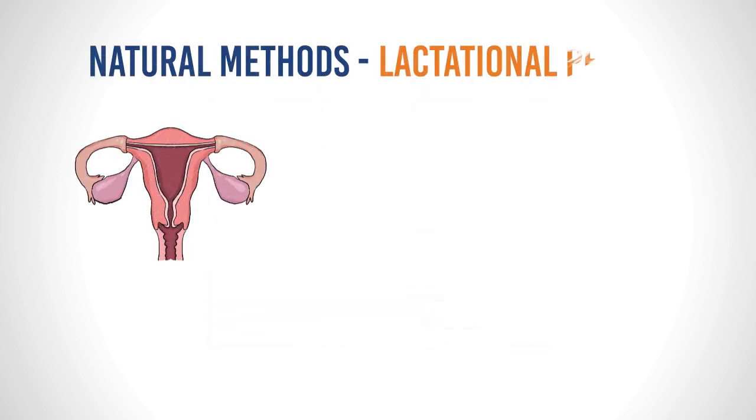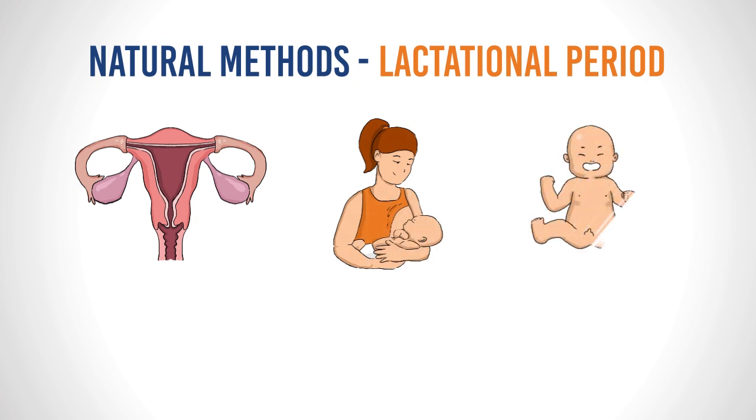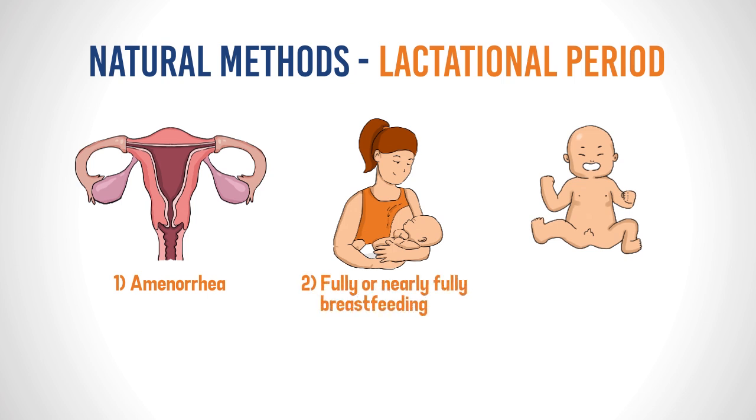The lactational amenorrheic method provides contraception when three conditions are met. 1. Amenorrhea, not having any menstrual periods after delivering a baby. 2. Fully or nearly fully breastfeeding. 3. Less than 6 months postnatal. Another form of birth control should be used when not all of these three conditions are met.